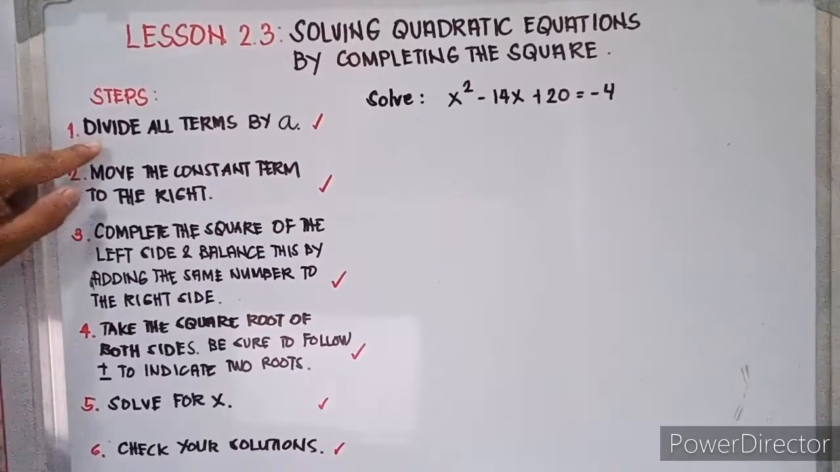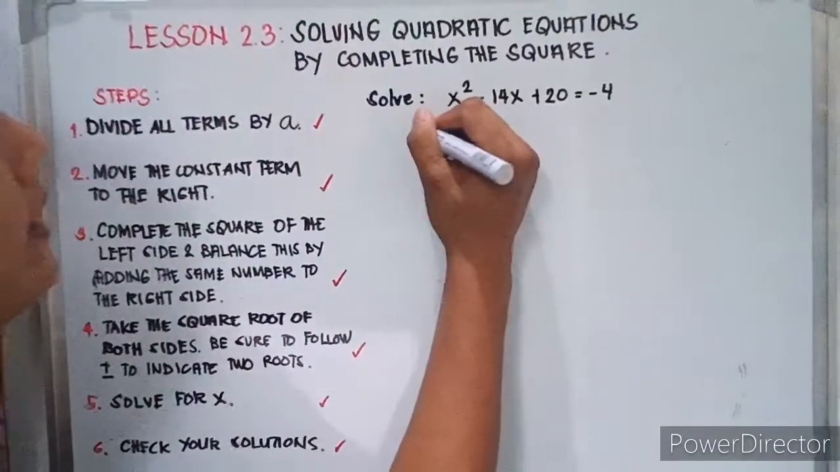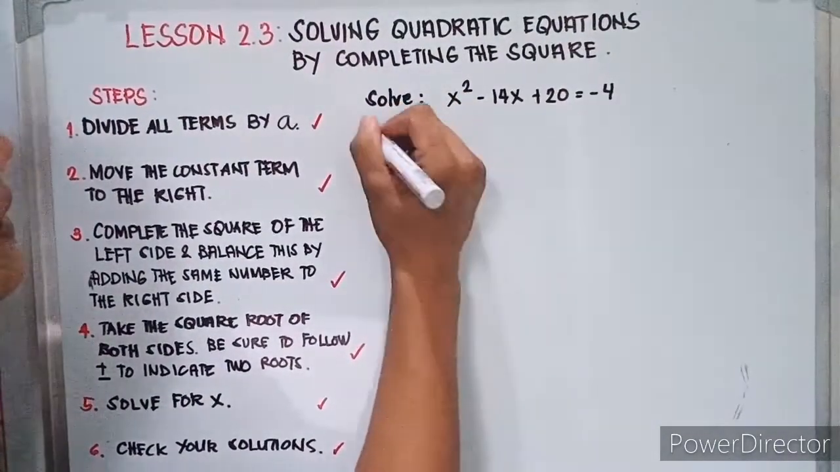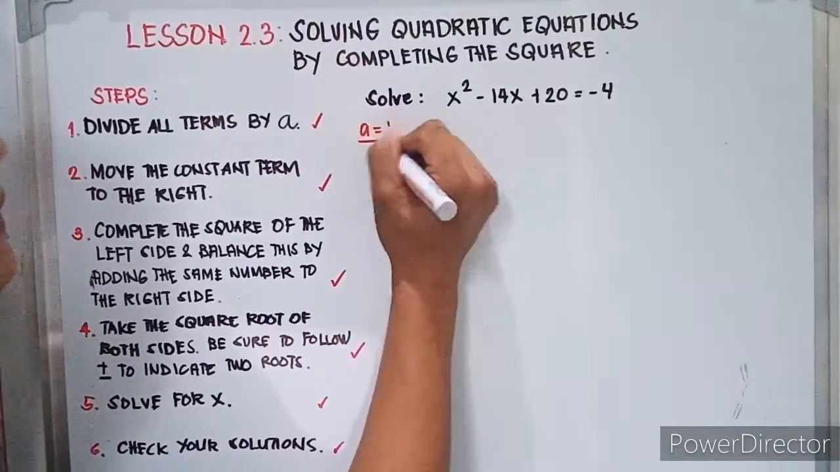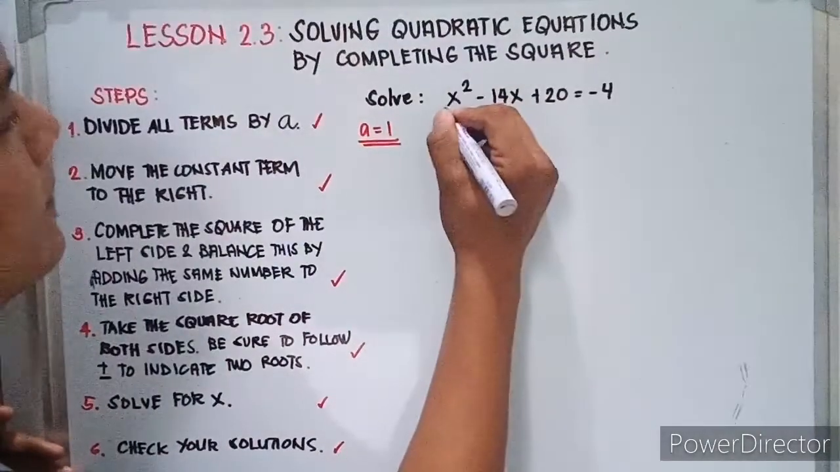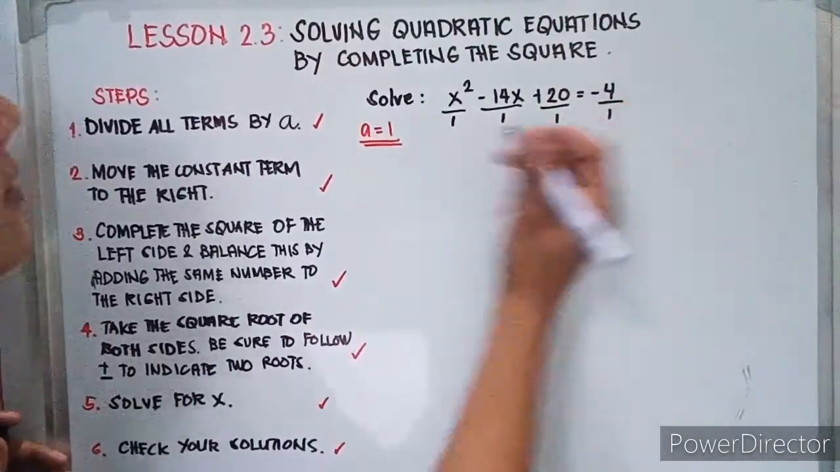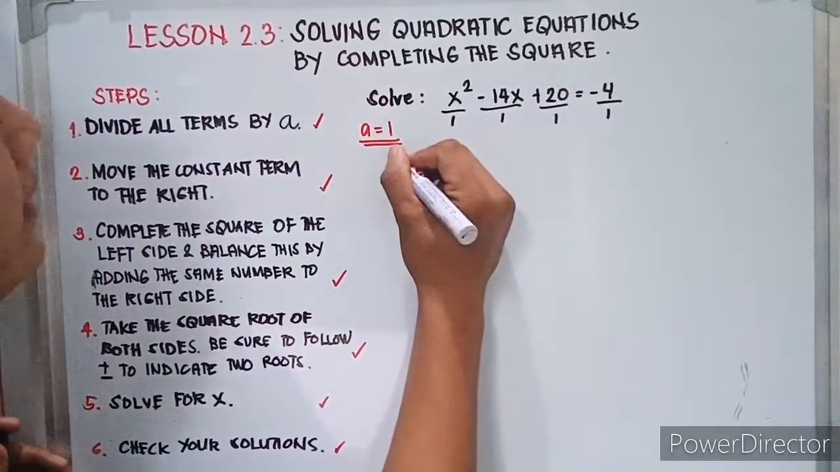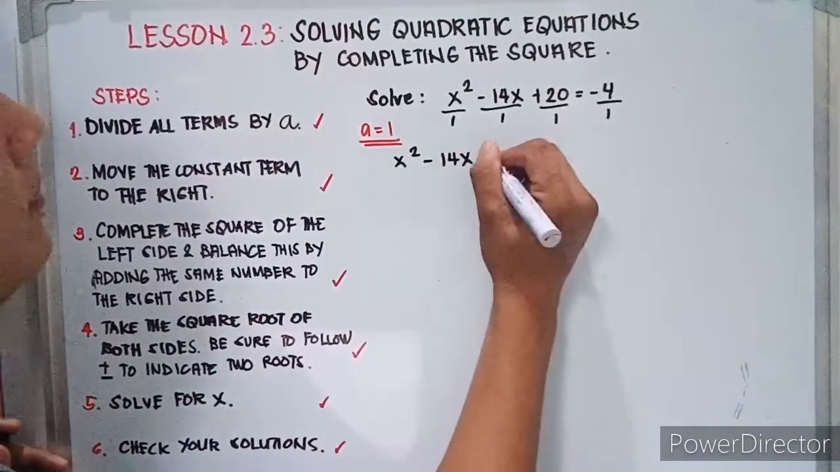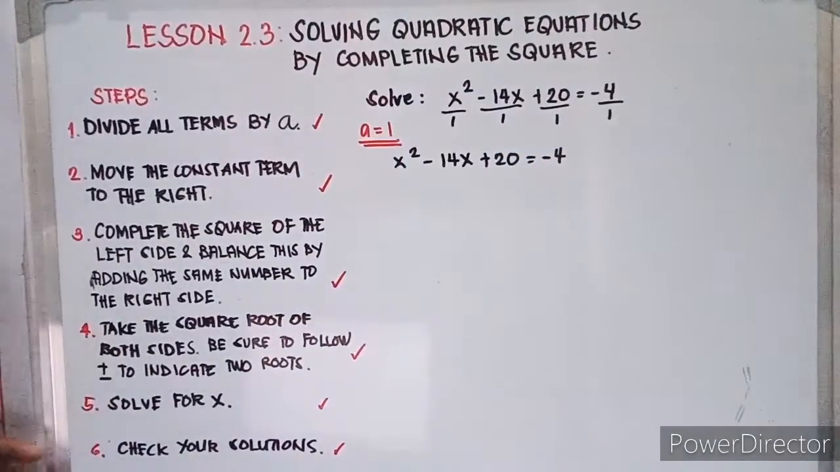So, the first one, divide all terms by a coefficient. From our given, our a is equal to 1. So we are going to divide all the terms by 1. Divide by 1. So we can say that we have x squared minus 14x plus 20 equals negative 4. Then step 2.